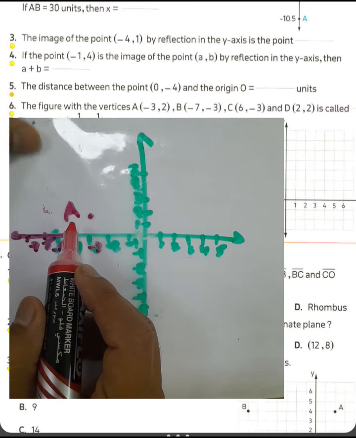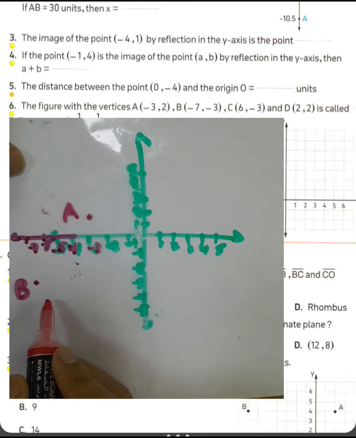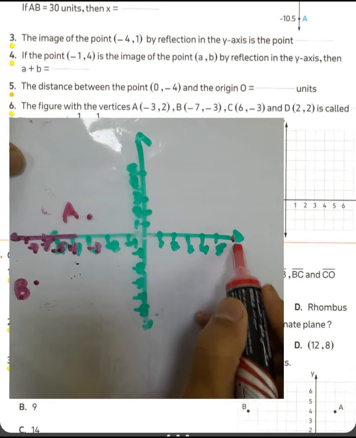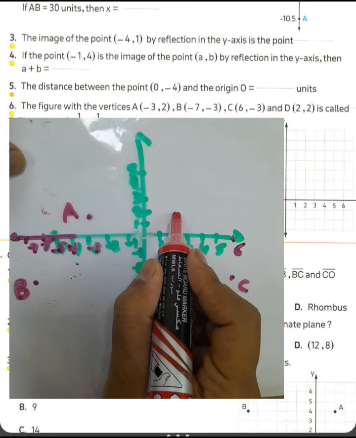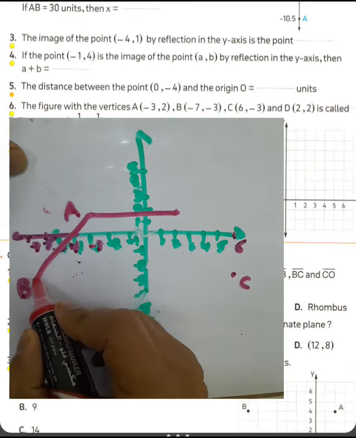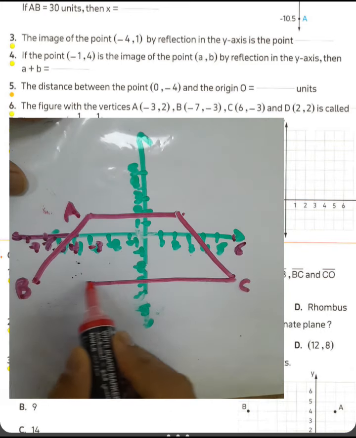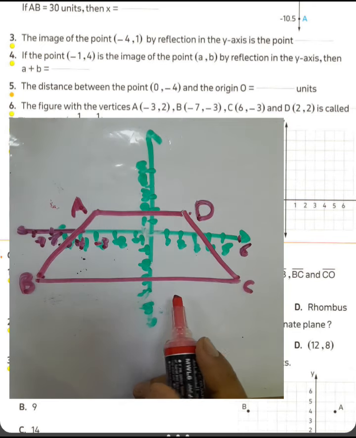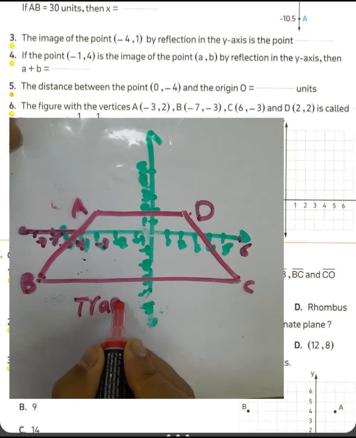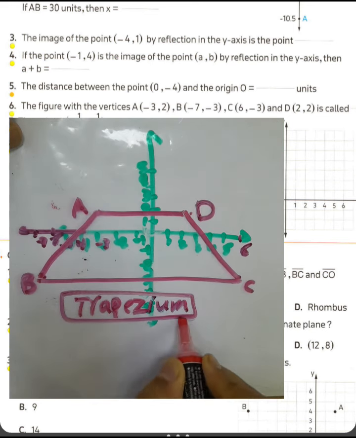Here, negative 7 and what? He tells us negative 7 and negative 3. Negative 7 and negative 3 here, it was point B. Point C, 6 and negative 3. 6 here and negative 3 here. It's point C. Point D, 2 and 2. Then we will have a trapezium. We call it a trapezium. Okay, ABCD is a trapezium. We can write this word: trapezium.